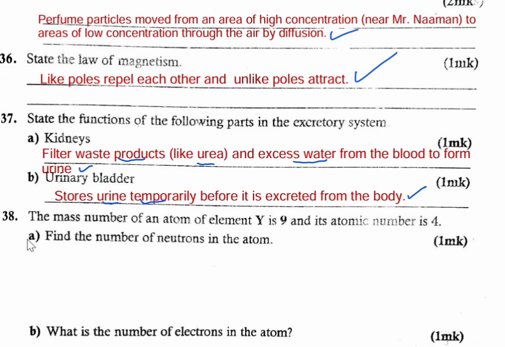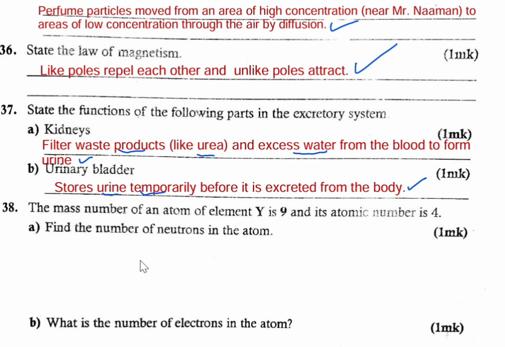So question number 38 says, the mass number of an atom of element Y is 9 and its atomic number is 4. Find the number of neutrons in the atom. So you know from this formula, this is grade 9 work, the first topic in chemistry. You know that the mass number A is given by the atomic number, that is the number of protons, Z, plus the number of neutrons, N. So the mass number is 9, so we have A put 9.